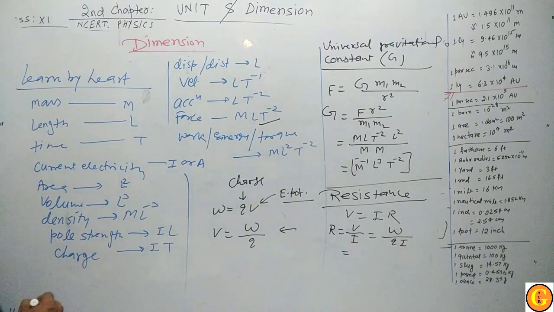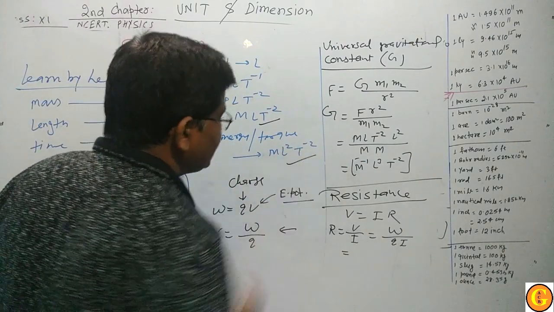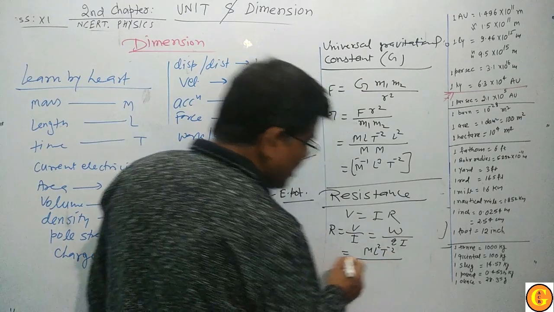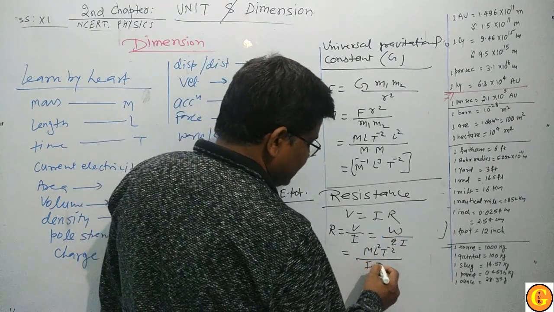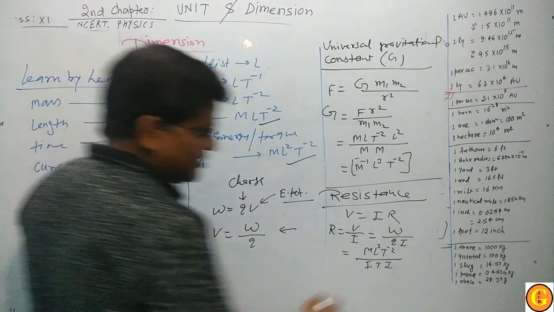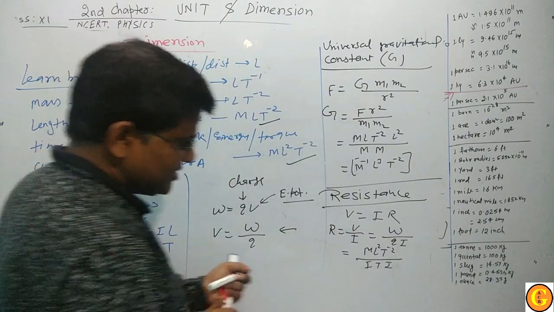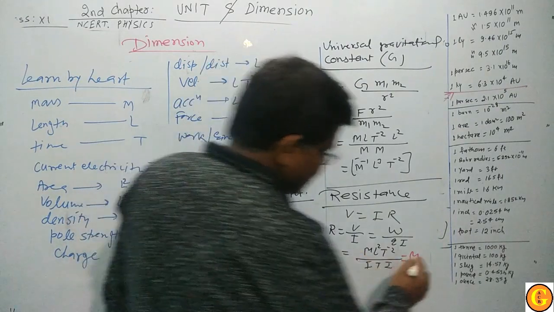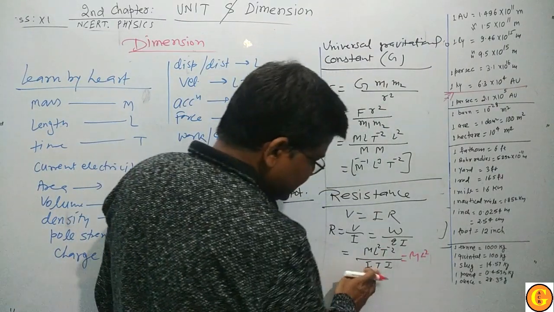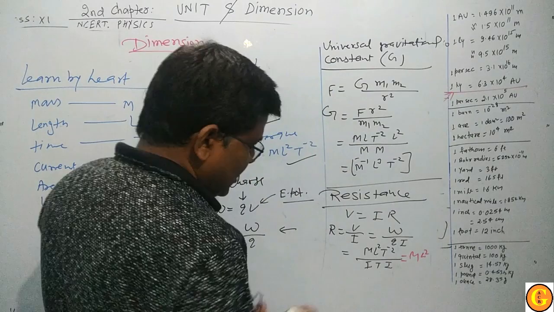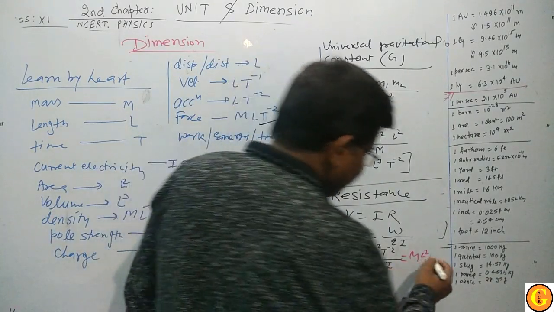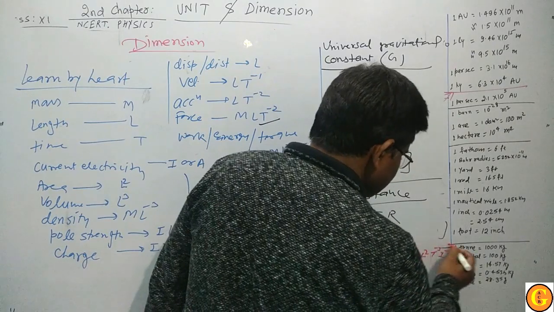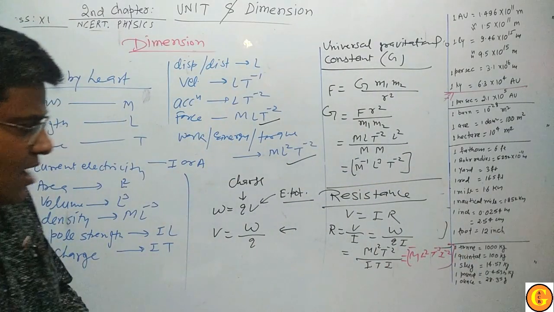And W, I have written here, is ML² T⁻². Then you put here ML² T⁻² upon Q. Q is IT, and this is the I. And this becomes the dimension of this is ML² T⁻³ I⁻². This is the dimension of R.